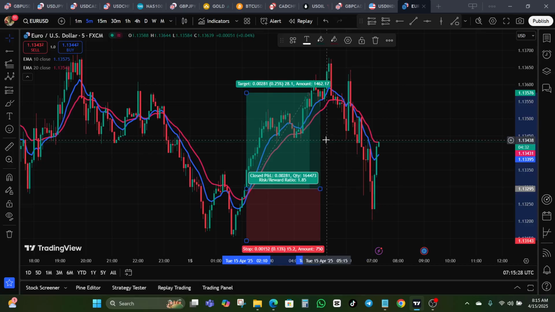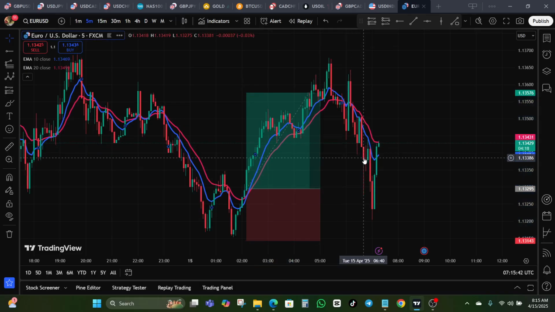One powerful way to use this is to wait for the crossover. Then you enter on the first pullback to the 10 or 20 EMA, depending on your risk tolerance. This way you are trading with the trend and not chasing it.